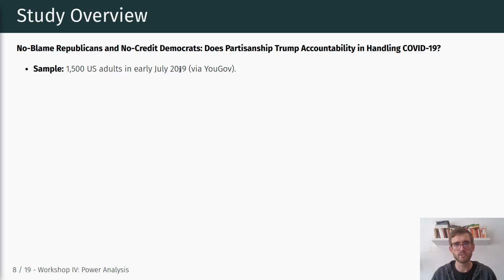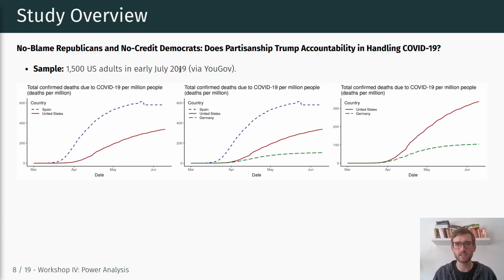So we wanted to leverage this variation by framing the performance of the US government in handling COVID-19 by showing different comparisons with other countries. Specifically, we have three different conditions. In one condition, this is the favorable framing of the administration's handling of COVID-19, and these are all based on actual real statistics on COVID deaths per million people, so per capita.